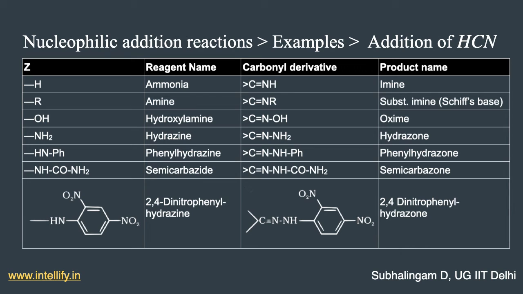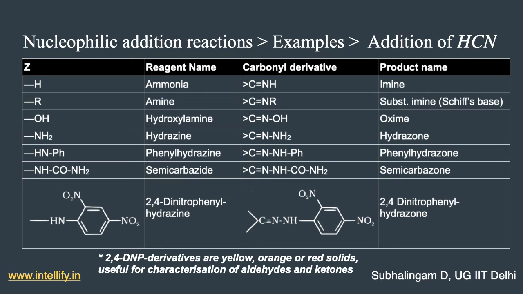Now this is an important one, that's why I gave a full picture of it. If Z is NH with a phenyl group substituted with NO2 groups like that, it is known as 2,4-dinitrophenylhydrazine, and I get 2,4-dinitrophenylhydrazone. So why is this important? 2,4-dinitrophenyl is known as DNP in short.